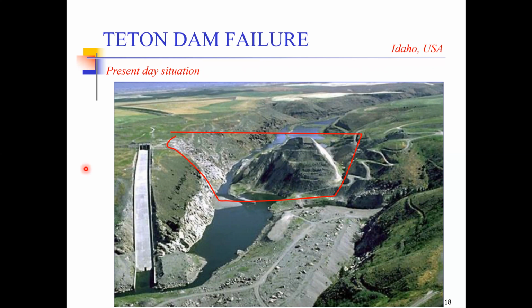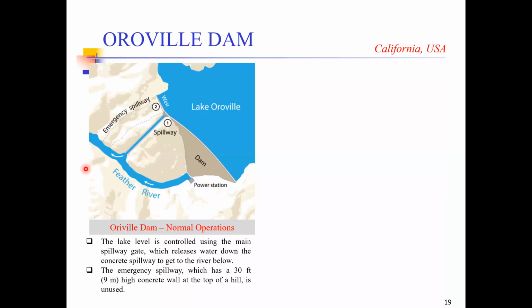The second case history I'm going to share with you is a very recent one, and this is of Oroville Dam in California, US. Now, this is the plan view of the Oroville Dam. This dam body was there to block the flow of water from Lake Oroville.